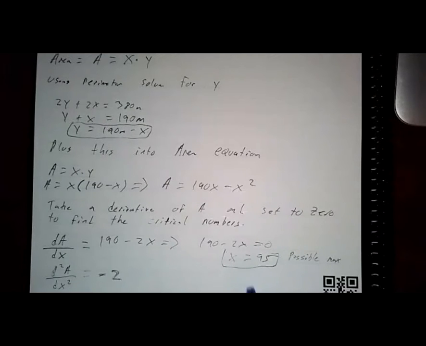And where did the 95 come from again? Solving for x here. You take the derivative, set it to 0, solve for x. That will give you the best length.